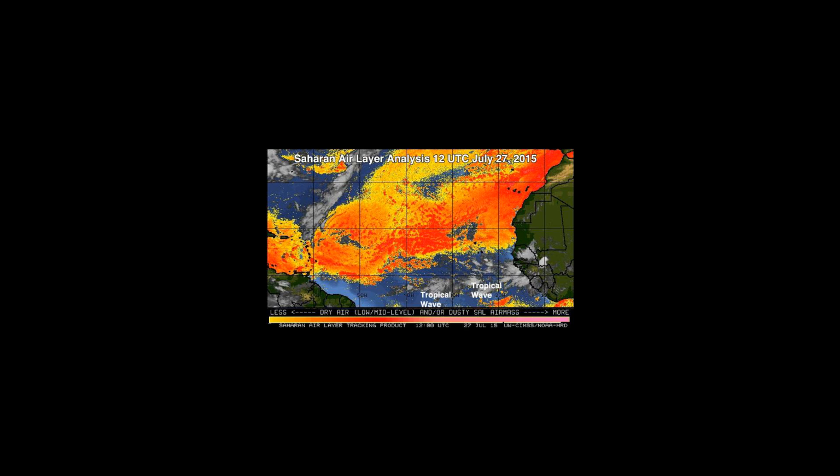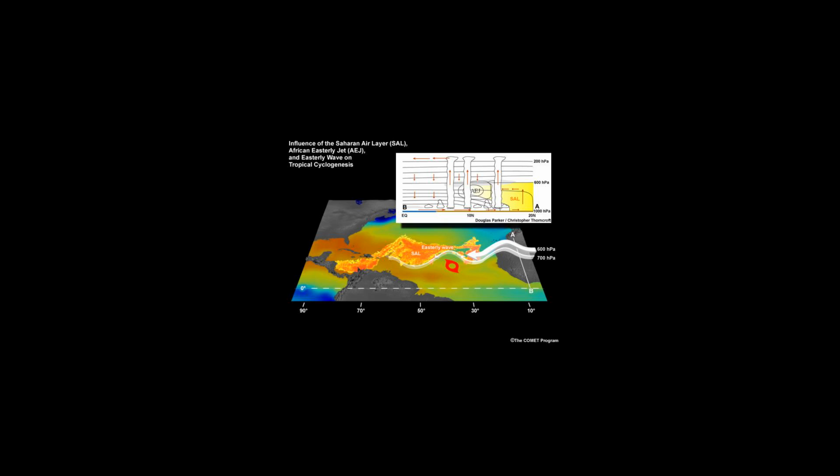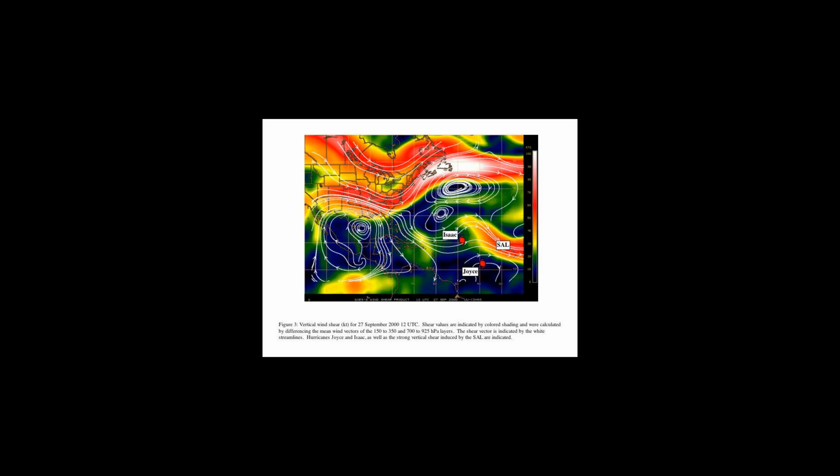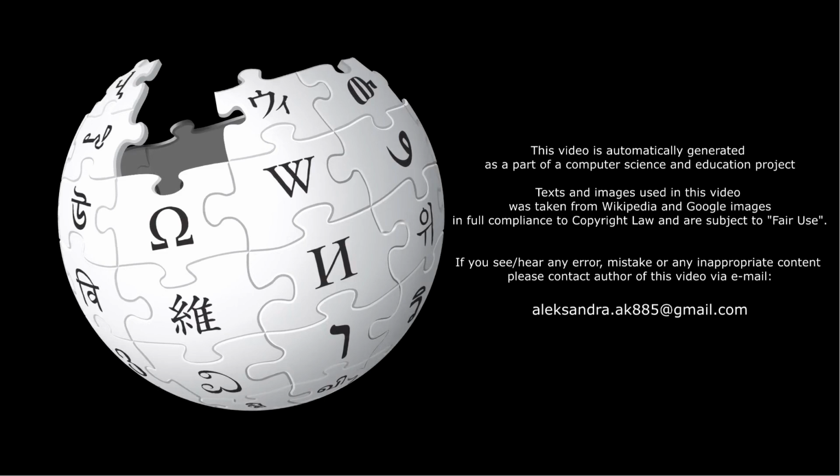The boundary between the SAL and the marine layer suppresses or caps any convection originating in the marine layer. Since it is drier, the lapse rate within the SAL itself is steep. That is, the temperature falls rapidly with height.